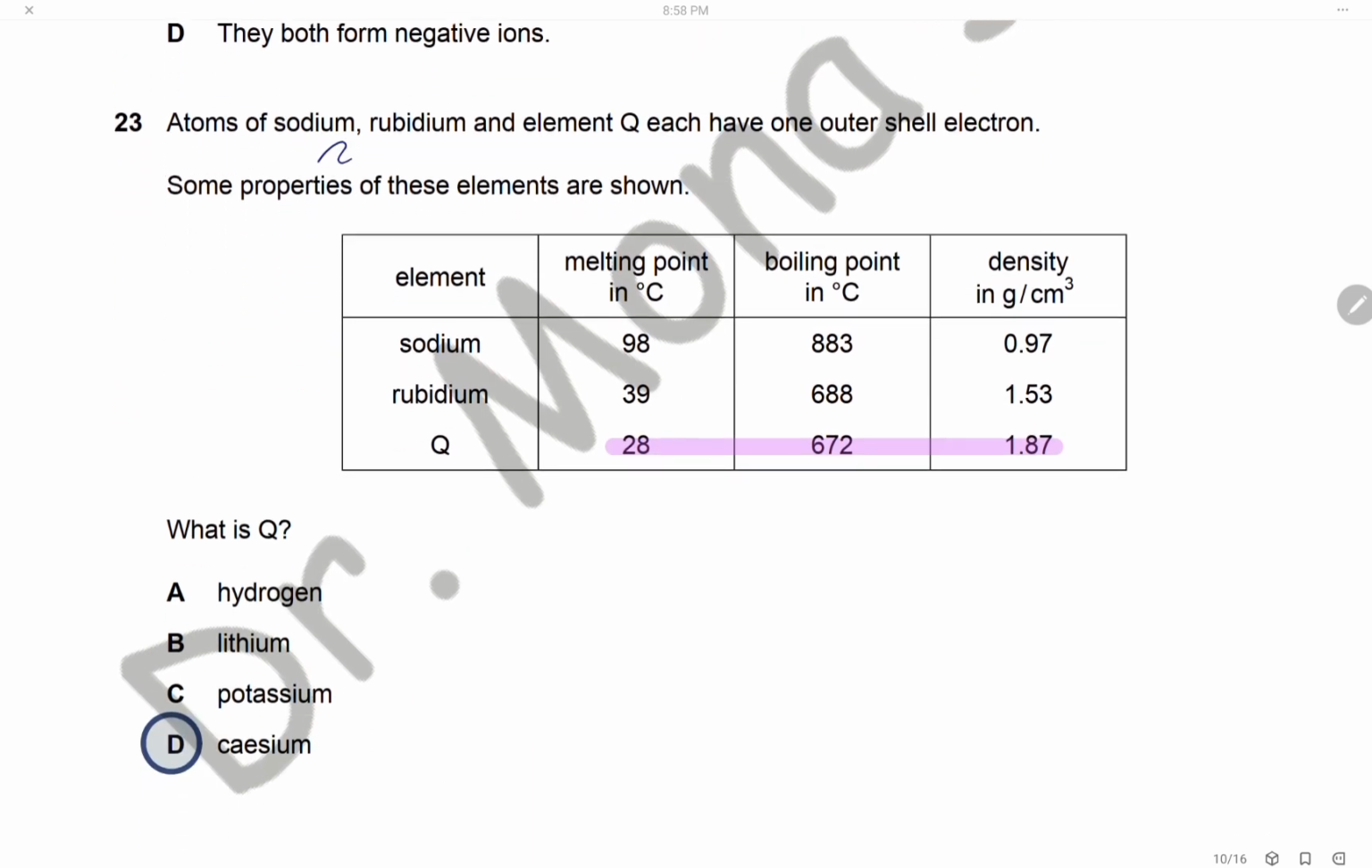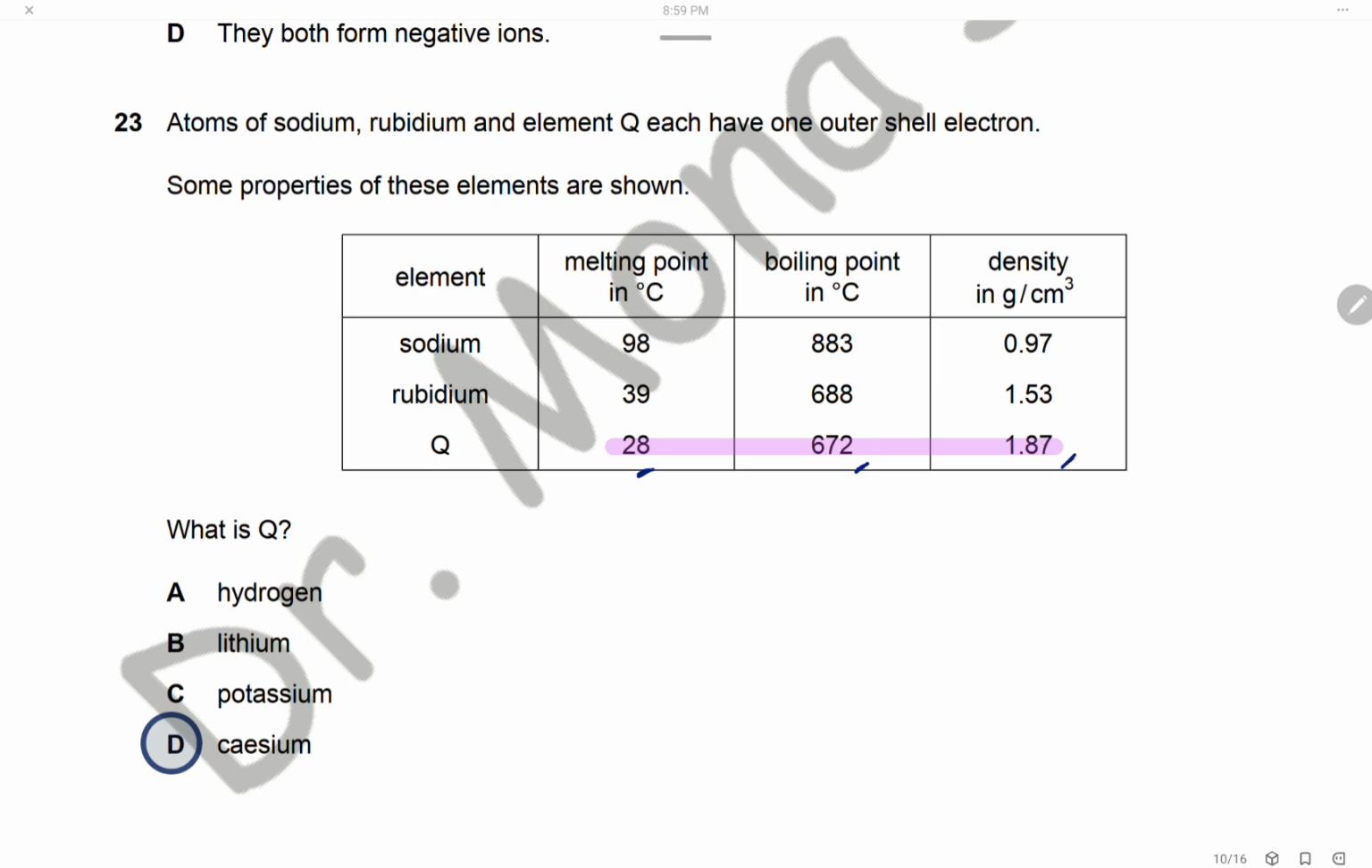Question 23. Atoms of sodium, rubidium, and element Q have one outer shell electron. Some properties of these elements are shown. Here we have the melting point, boiling point, and density for the three elements, sodium, rubidium, and element Q. As we can see, the melting point is lower than that of rubidium, and the boiling point is also lower than that of rubidium, and the density is higher.